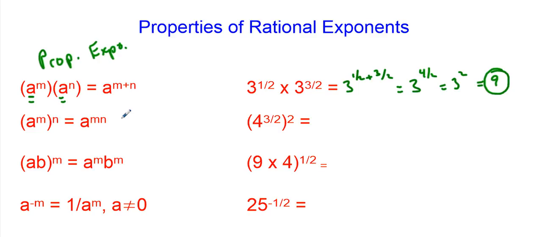Whenever you have an exponent on the outside, so like this, you're saying 4 to the 3 halves, all to the power of 2. And what we have then is going to be, well, 3 halves times 2 is going to be 4 to the third. Which is 4 times 4 times 4, which is going to give us 64.